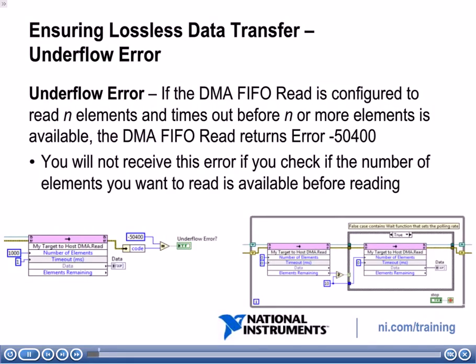Okay, so first let's talk about underflow error. If the DMA FIFO read is configured to read n elements and times out before n or more elements is available, the DMA FIFO read returns error -50,400.